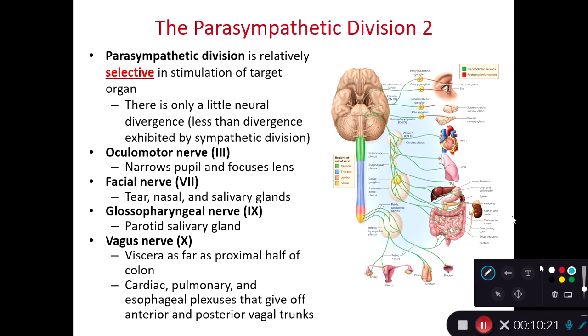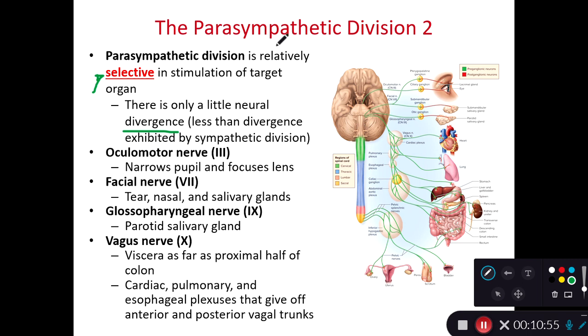So wow, this does a lot of stuff here as we look at our parasympathetic nervous system. Our parasympathetic nervous system is very selective in terms of the target organ that's going to be stimulated. So there's very little neural divergence. And when we say divergence, we mean that the signal doesn't become very diffuse. When we want to send a specific signal to a specific organ, we are able to do that with a lot more effectiveness with our parasympathetic nervous system relative to our sympathetic nervous system.